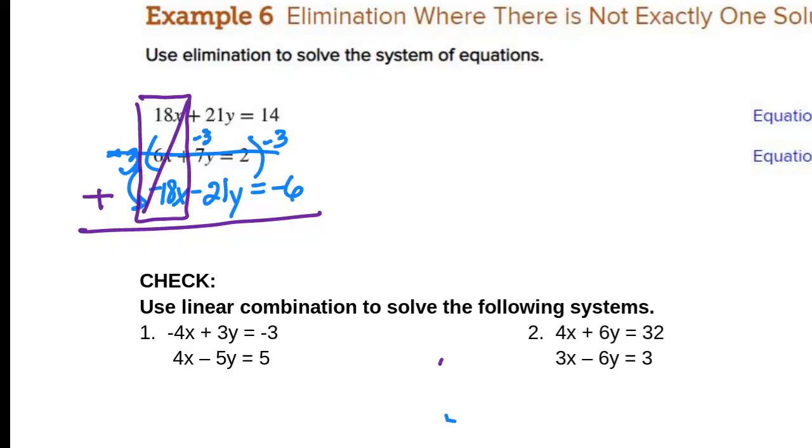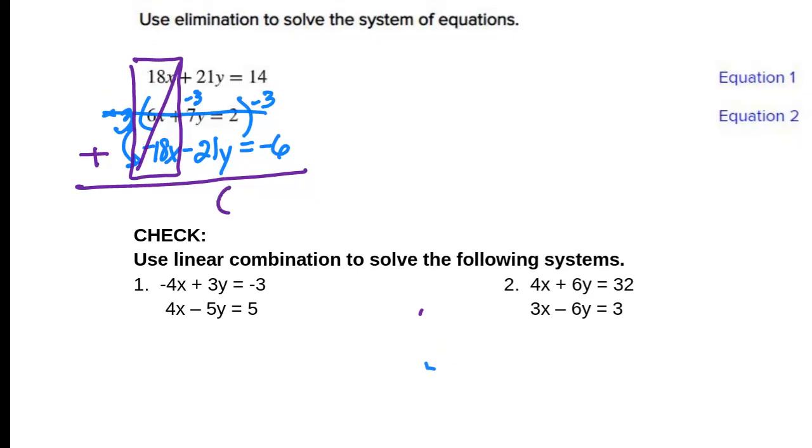Those cancel out. I have 21y plus a -21y. What does that give you? 0. So sometimes we would just cross them out, but I have to have something on the left-hand side of this equation. And what's 14 and -6? 8. Is 0 equal to -8? No. So what does this mean for my answer? No solution. That's right. If it is not true, that means no solution.